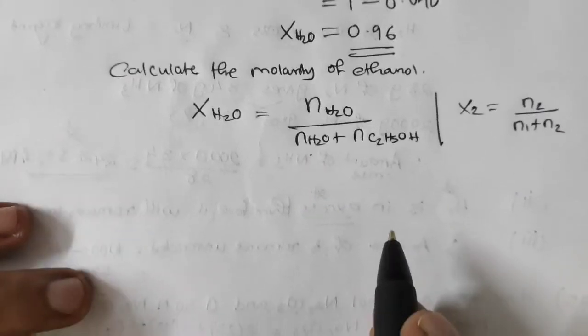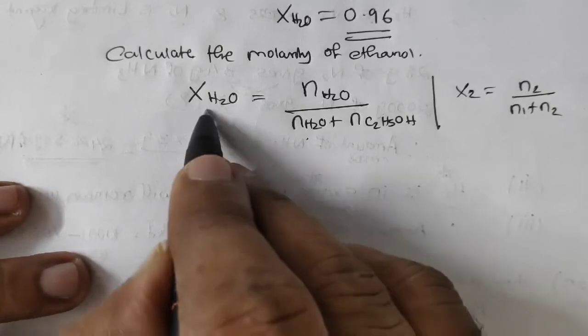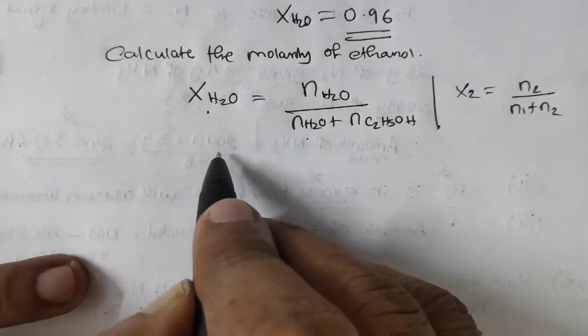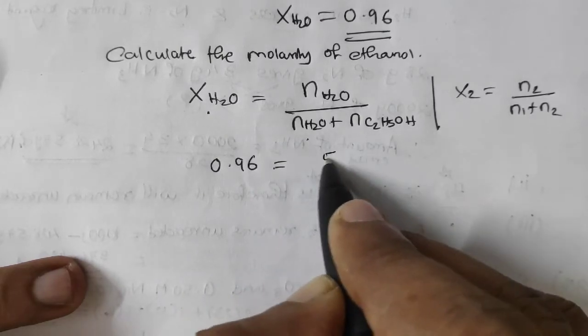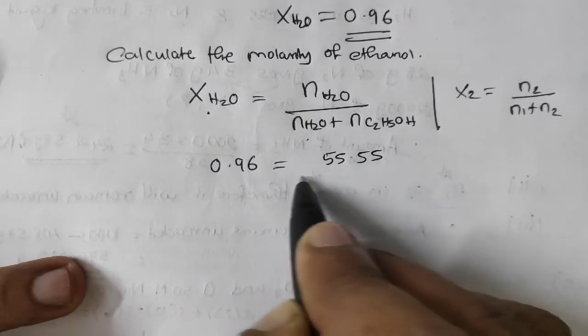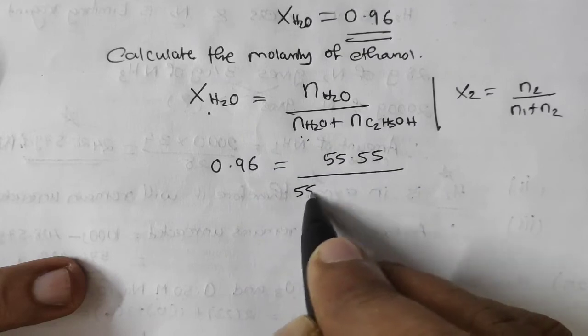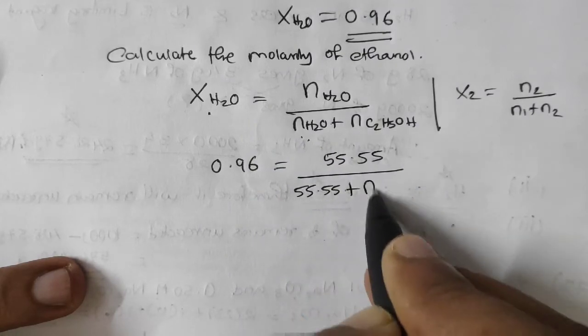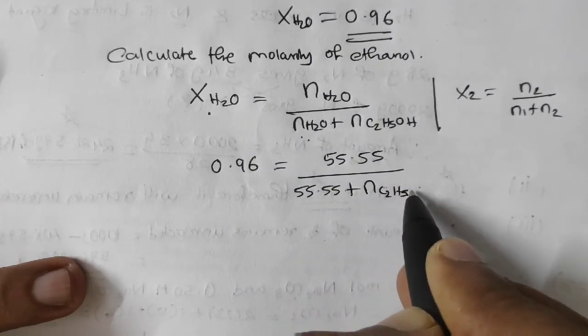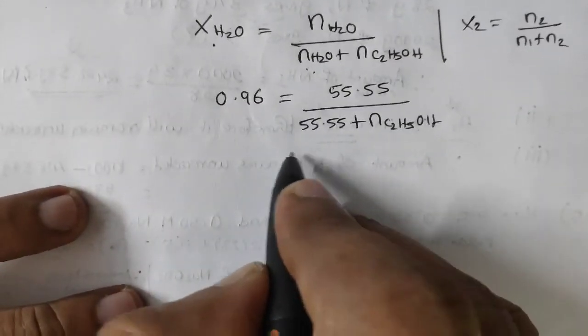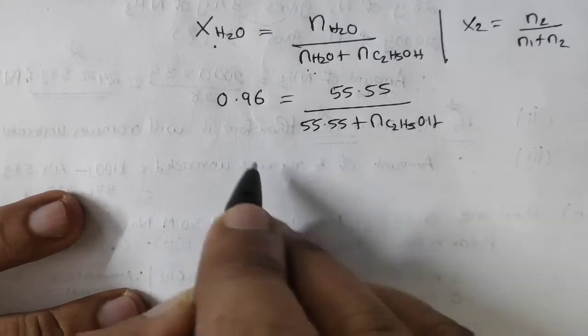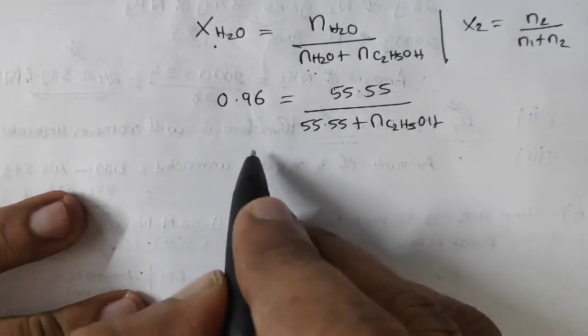So now substitute the value. The mole fraction of water we found was 0.96, equal to moles of water 55.55 divided by moles of water 55.55 plus moles of C2H5OH, which we will find from this data. So if you calculate, it will be 55.55.